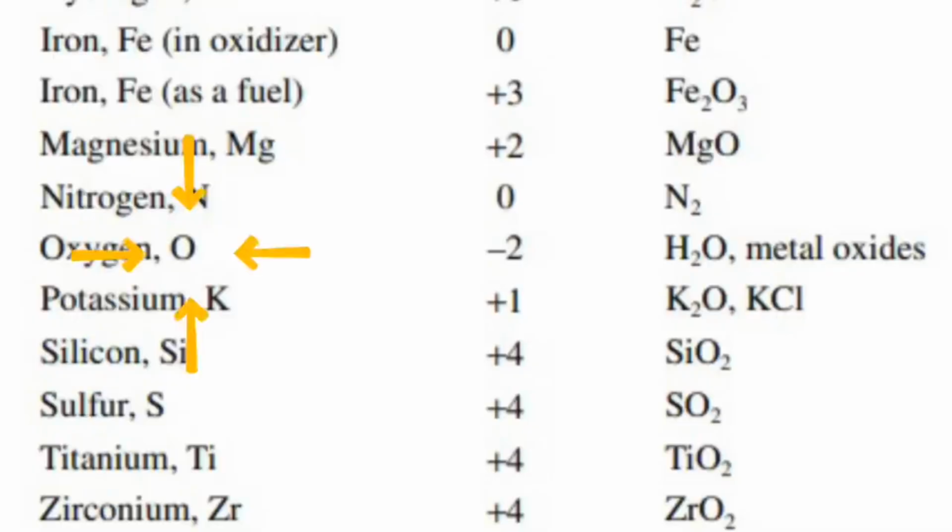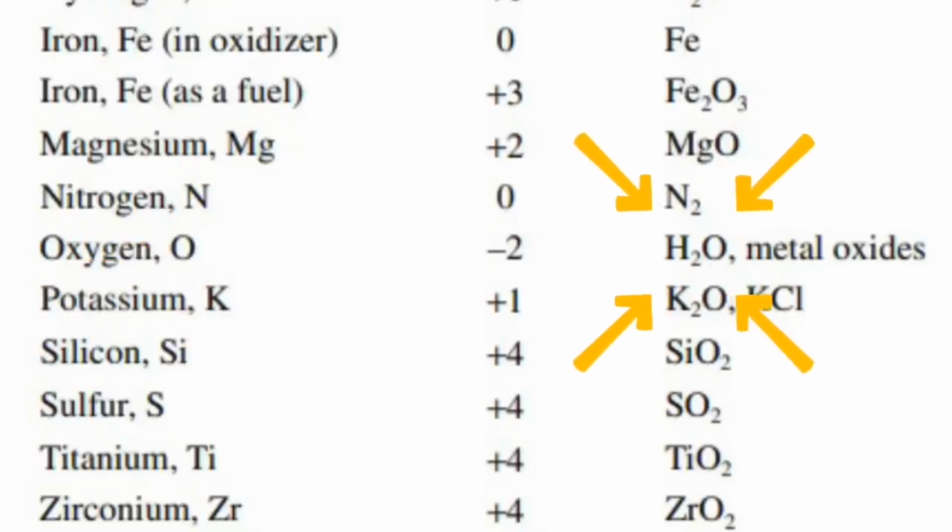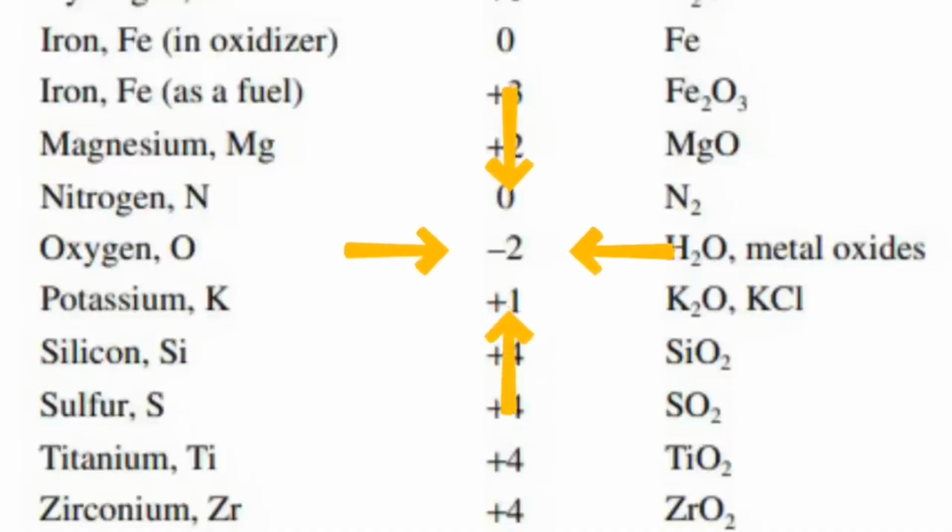O is oxygen. That's gonna go to H2O. In other cases, you'll have oxides. So like if metal's involved, you're gonna have metal oxide as a product. So that's gonna be -2 at the valence state.